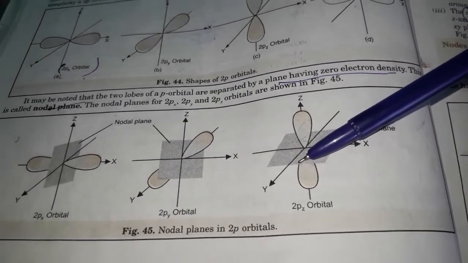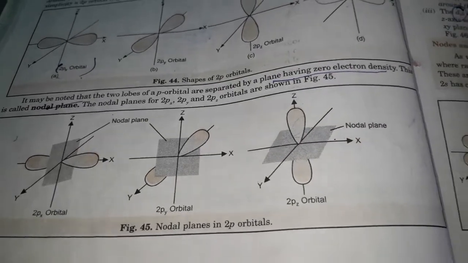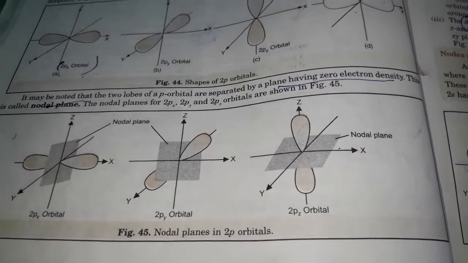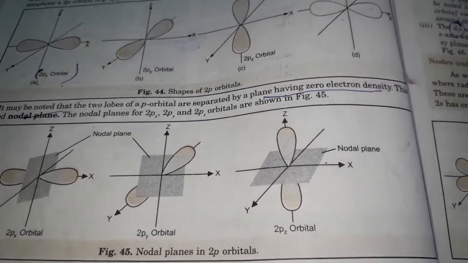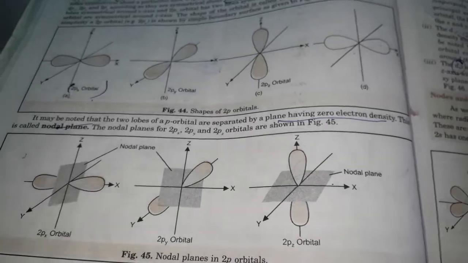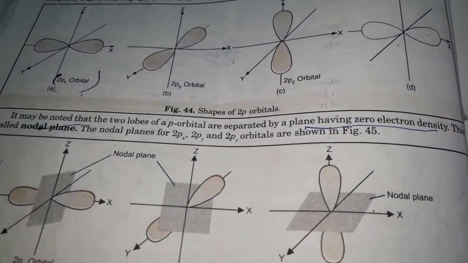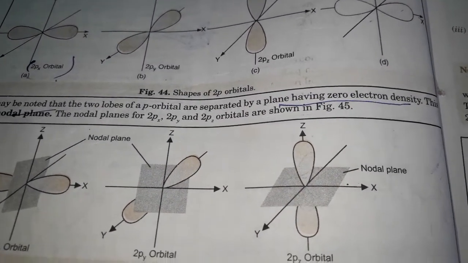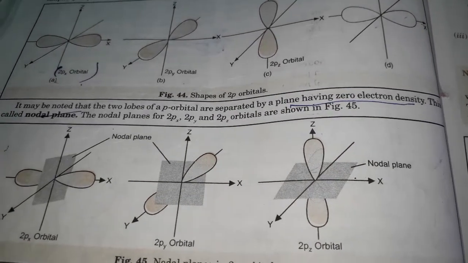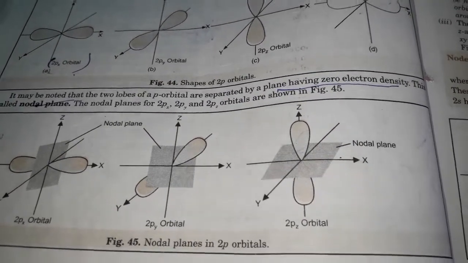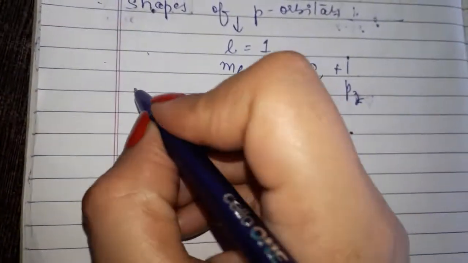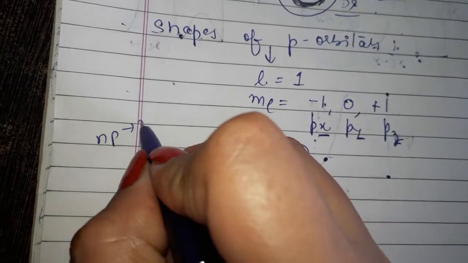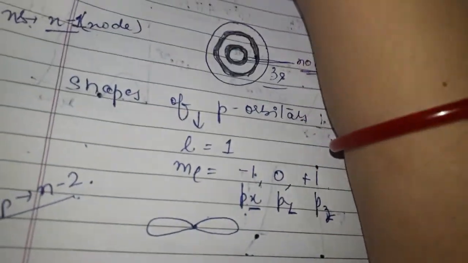P orbitals of higher energy levels have similar shapes, but their size gets bigger. That means 2p has a smaller size than 3p and then 4p. 4p will have the maximum size, then 3p and then 2p, and so on. Like s orbitals, p orbitals also possess zero probability regions and the number of nodes is n-2 here. For ns it was n-1, for np it is n-2.